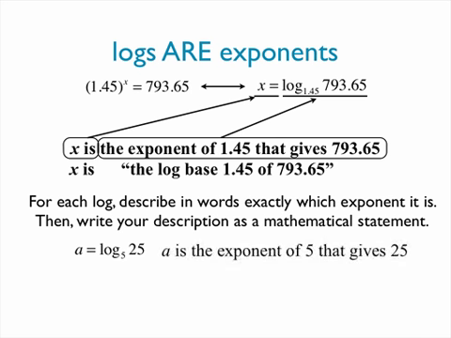Don't skip over it. This is the whole heart of it. And now, based on that statement, how could we rewrite that without a log? If a is the exponent of 5 that gives 25, what could we say? 5 to the a equals 25. You see?